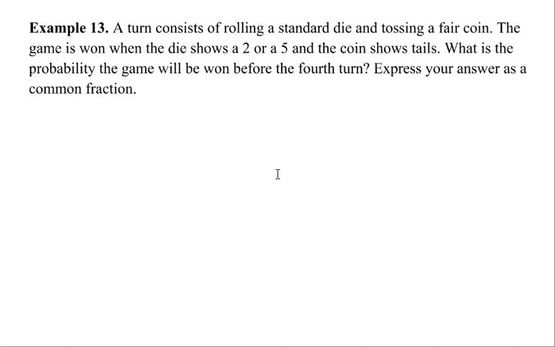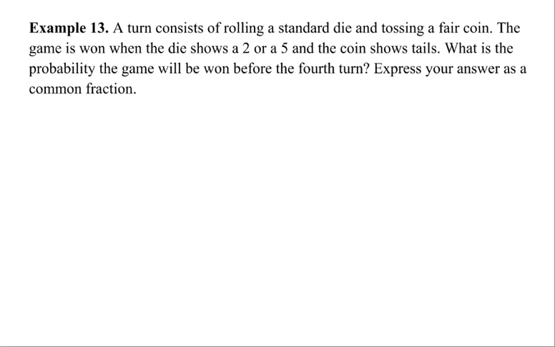Okay, let me read the question. I'll let you try it. A game consists of rolling a standard die and tossing a fair coin. The game is won when the die shows 2 or 5 and the coin shows tails. What is the probability the game will be won before the 4th turn? Okay, Vidya, go ahead.